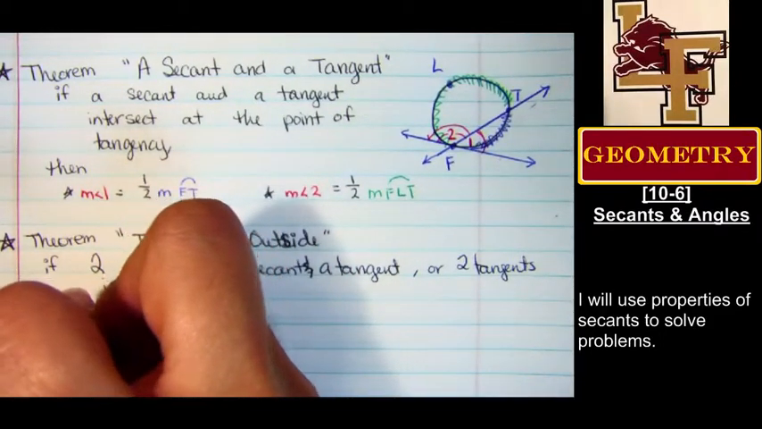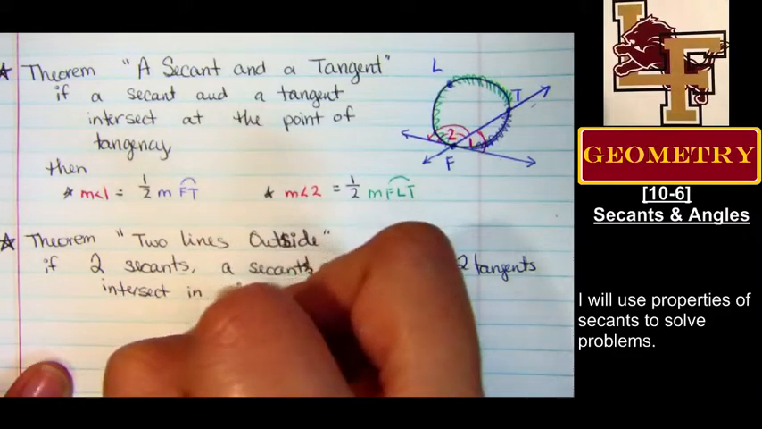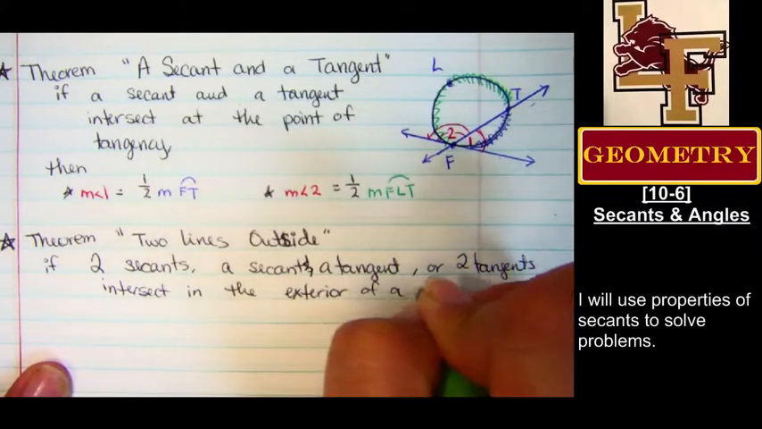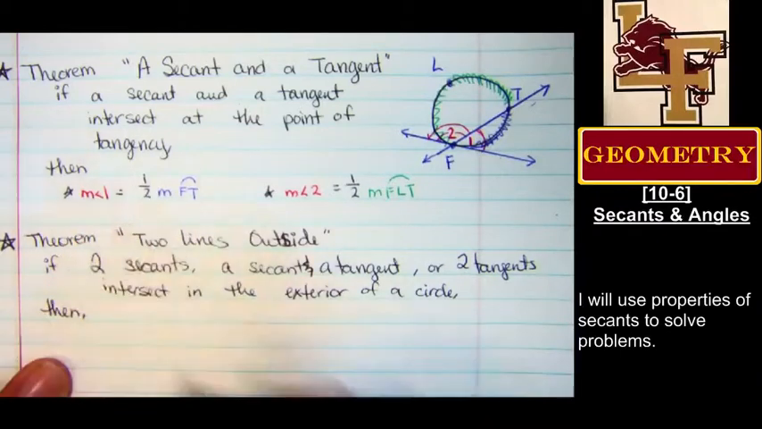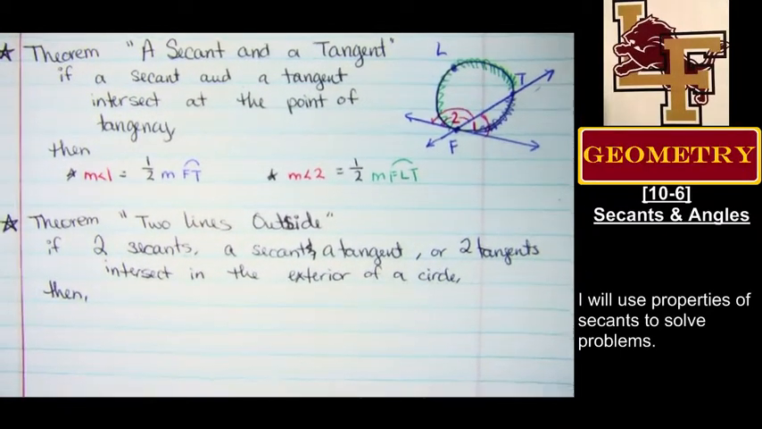Intersect in the exterior of a circle, then. All right, let's draw the setups, all three.